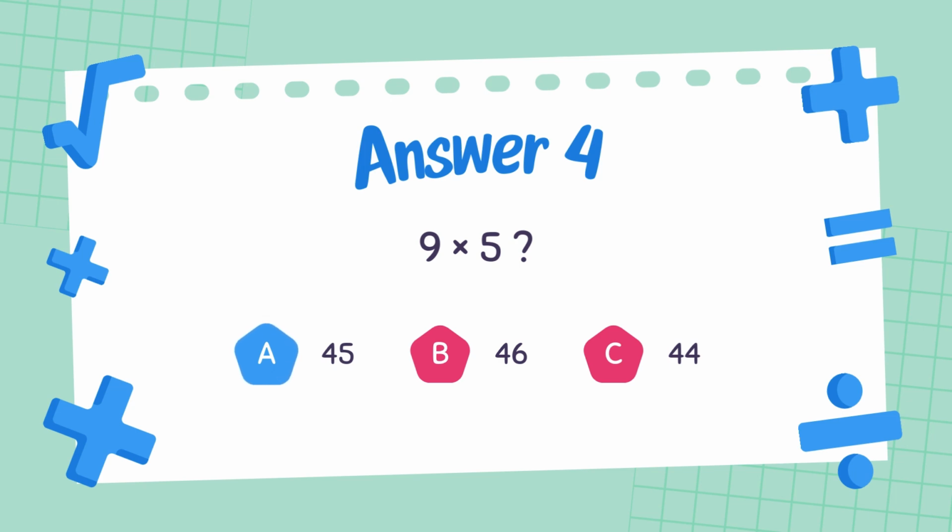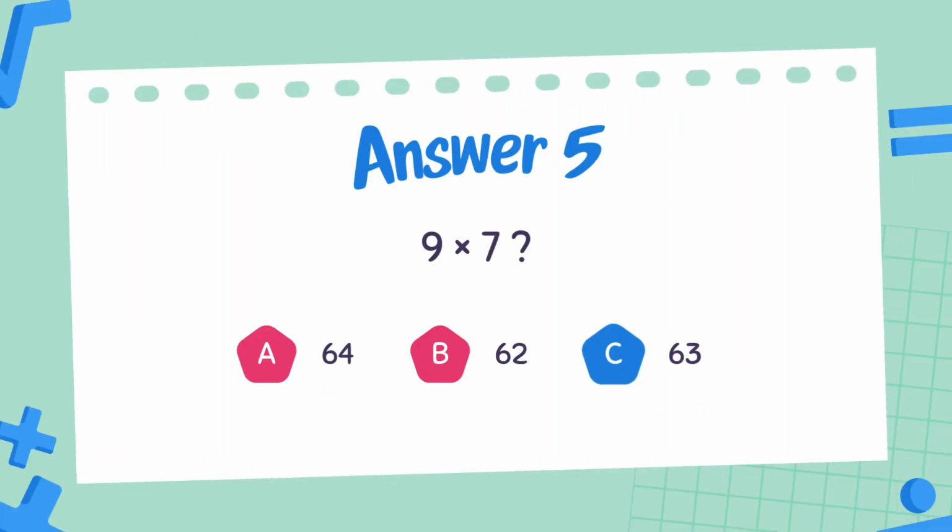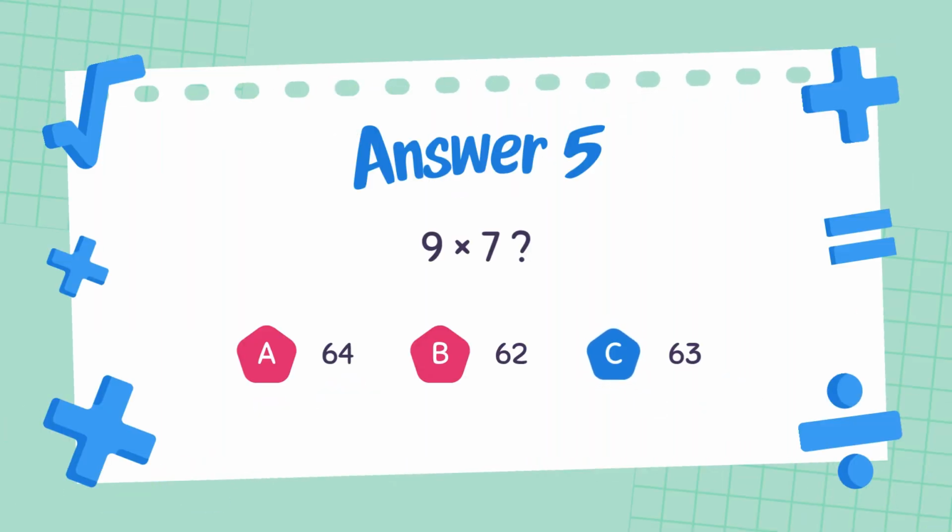Fantastic. Question 5. What is 9 times 7? Is it A, 64, B, 62, or C, 63? The answer is C, 63.